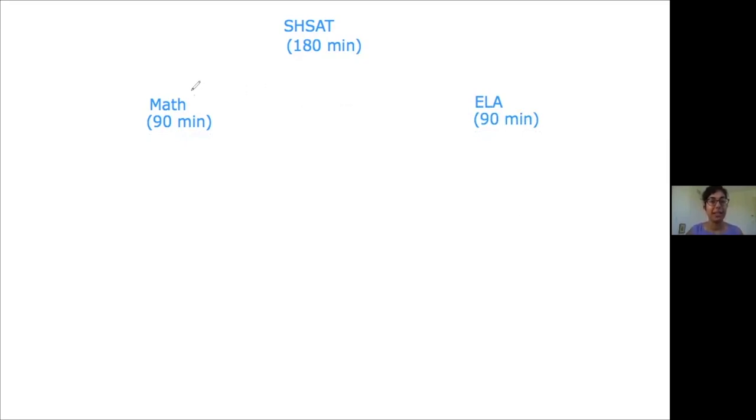Okay, so those are the main two sections, right? We're going to draw a little tree like this. Now, under the math section, it's not divided by topics or anything like that, but we do have two different kinds of questions that we see on the math section. Now, does anyone happen to know already what those two kinds of questions are under math?